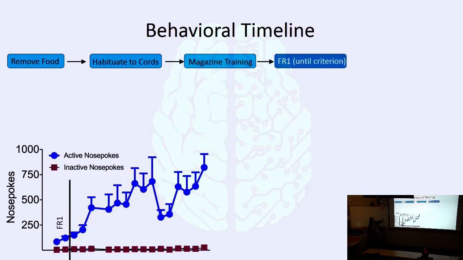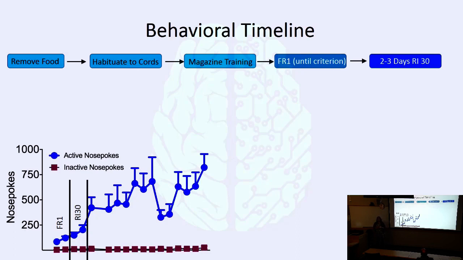Then we take them through FR1 training. This is the most basic form of the training, and this is what I essentially showed you on that last slide. All the animal has to do is nose poke one time, and they'll earn themselves a pellet. You can see that's these couple days right here. The criterion is that they need to earn 30 pellets within an hour, and usually they can pick that up within 2 to 3 days. It doesn't take them too long to figure that out. Then moving forward, I do 2 to 3 days of RI30, which is a random interval schedule. As I mentioned previously, they just had to nose poke once to get their reward.